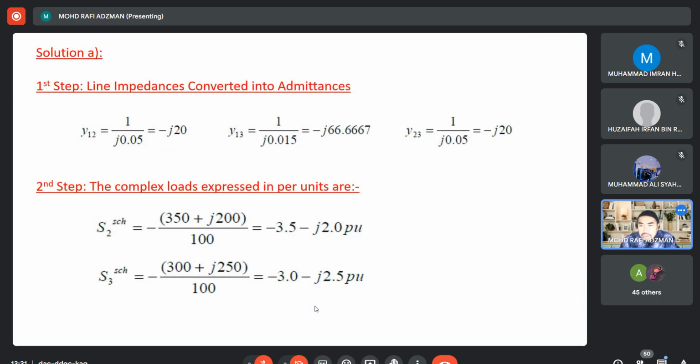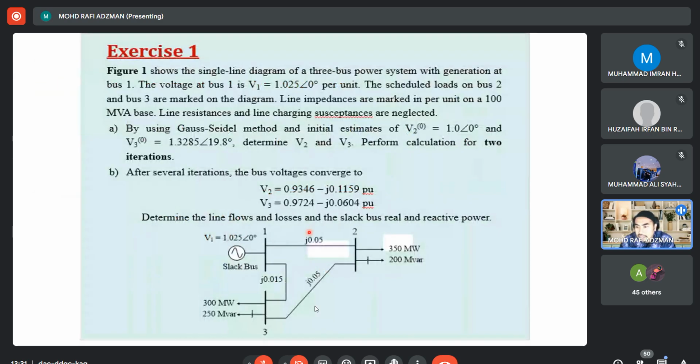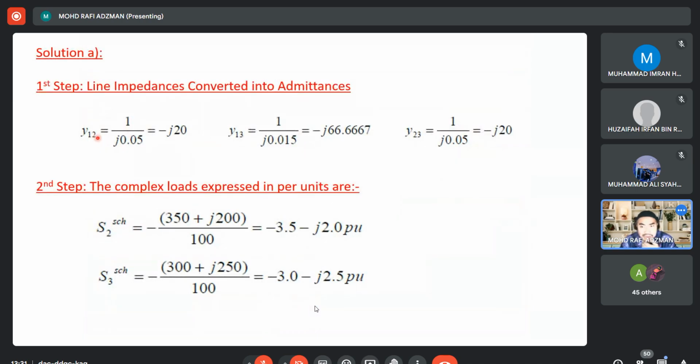So line impedance convert into admittance, because in this case the lines are impedance. So you convert into Y. So Y12 equal to 1 over j0.05 equal to minus j20. So same goes for Y13 and Y23. You find its admittance. Okay. Done for first step. This is very basic step, but sometimes students still make mistake.